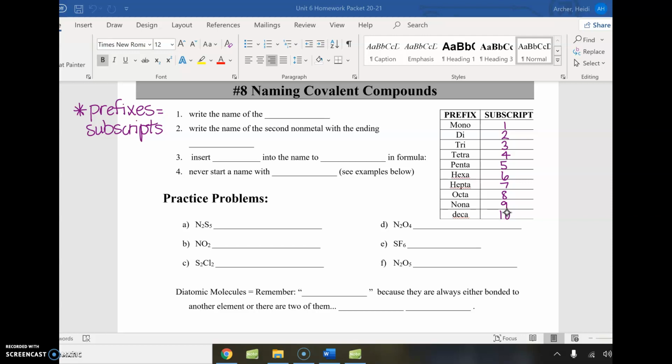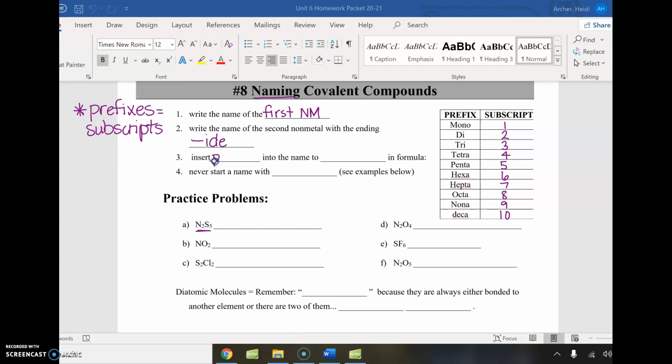So the very first thing that we're going to do, we're talking naming first. This means that you'll be given a formula to work with first, and then you'll be asked to generate the name. So you're going to write the name of the first nonmetal, and then you're going to write the name of the second nonmetal, and we're always only going to use the ending IDE. What I want you to remember throughout this unit is that the only ending that you are able to add is the ending IDE, and that's true for everything. That doesn't mean that everything has an IDE, and we'll talk about that a little bit later, but the only one that you are able to put on there is IDE.